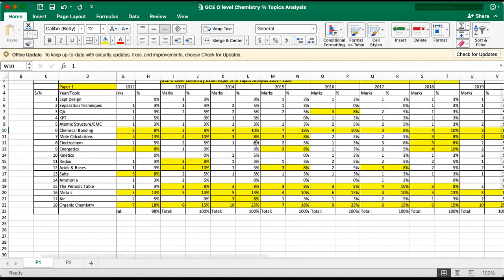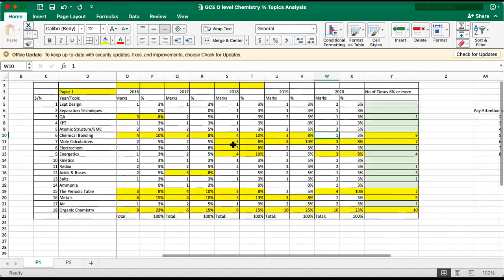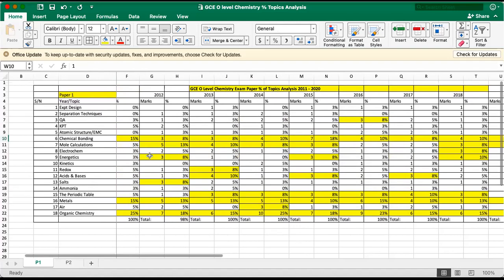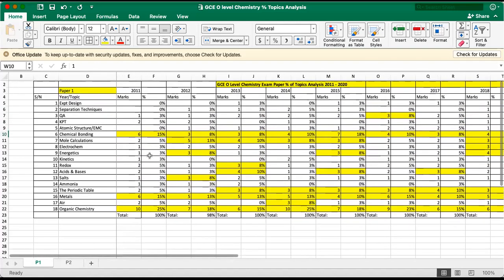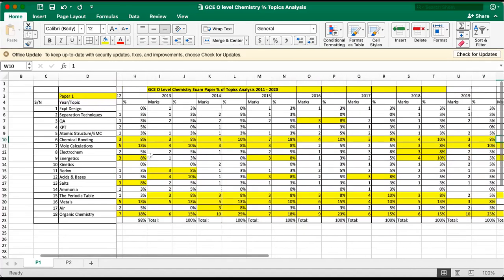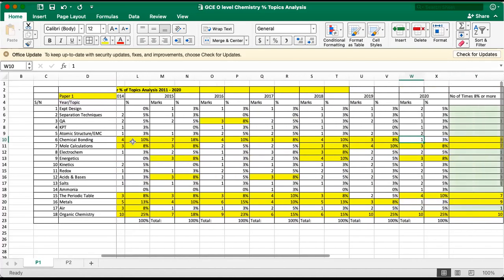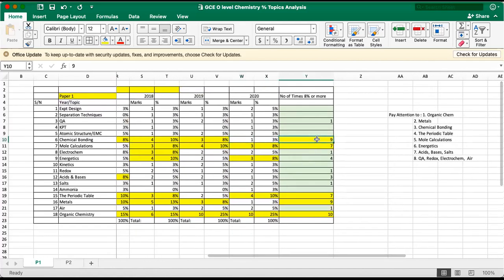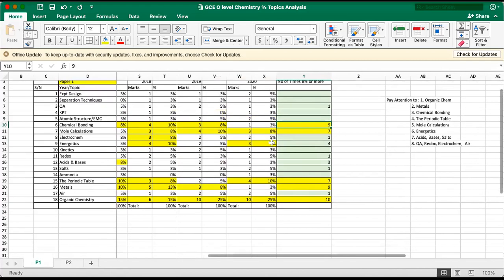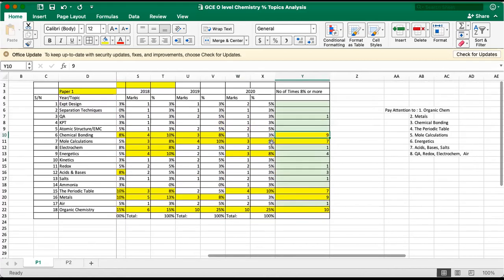the yellow highlighted portion refers to the topics that have beyond 7%, meaning 8% or more percentage coverage for the entire paper. So almost every year without fail, chemical bonding is in that category. Only for last year, only about 3% of the paper is chemical bonding. That is because the marks could be allocated to other topics.